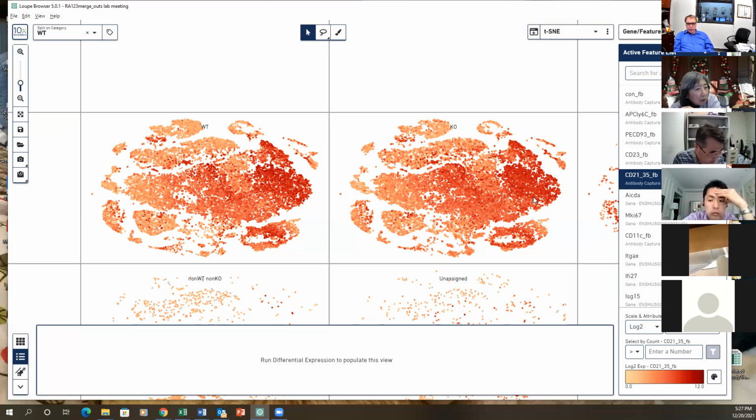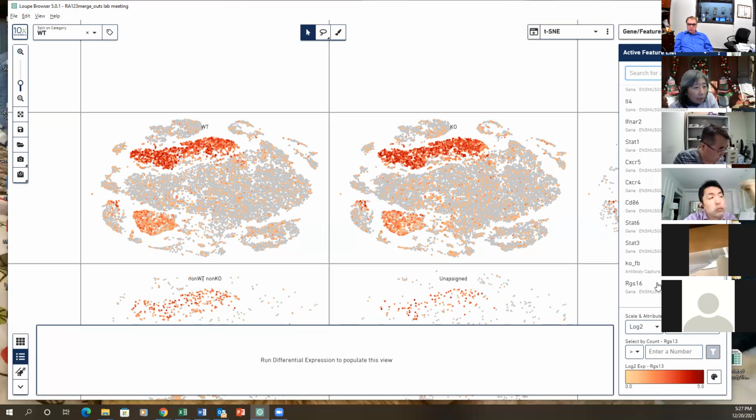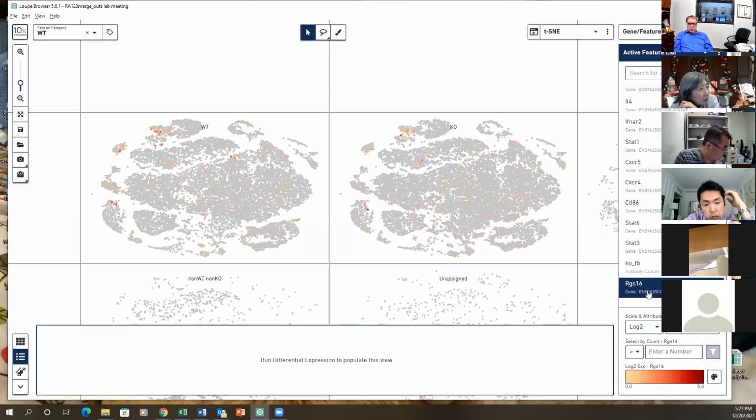How about RGS13? Remember, I think we did that. No, we didn't. No, it's right there. So the germinal center is about the same. Okay. How about RGS16? RGS16 might be harder, it's less specific. Not so obvious, but a little bit in the memory B cell.